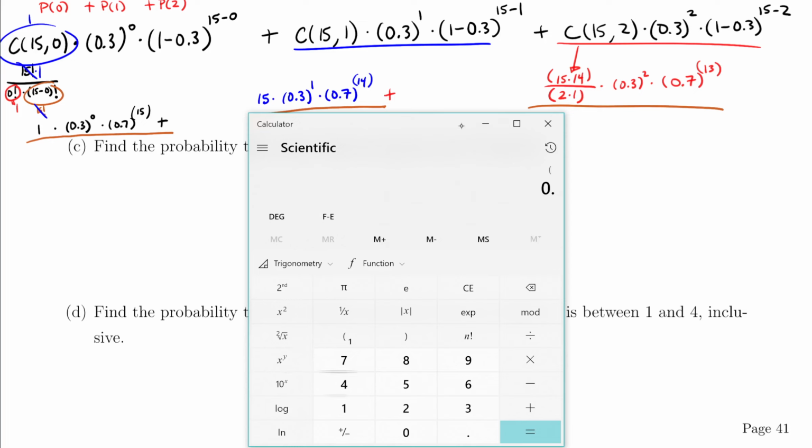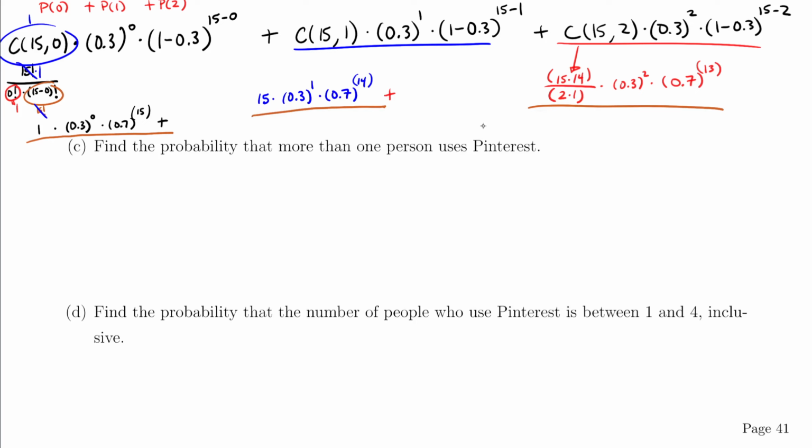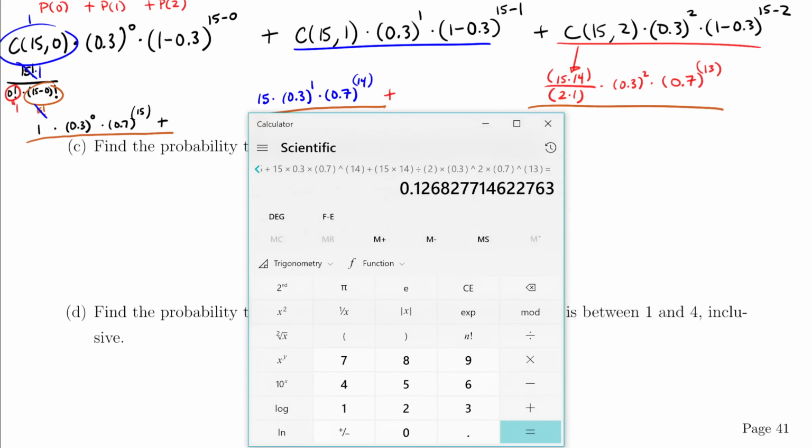My on-screen calculator is frozen. We've walked through how to do it. Let me quickly recalculate it and we'll see the final answer on the screen. And whenever we type that into our calculator, we should get 0.1268277. We were asked to round to 4 decimal places. So here we count to the 4th decimal. That's our 8. You look 1 past it. If it's 5 or greater, round up. If it's less than 5, stay the same. It's a 2, so we stay the same. So rounding this, we should get a probability that we have fewer than 3 people using Pinterest is 0.268.